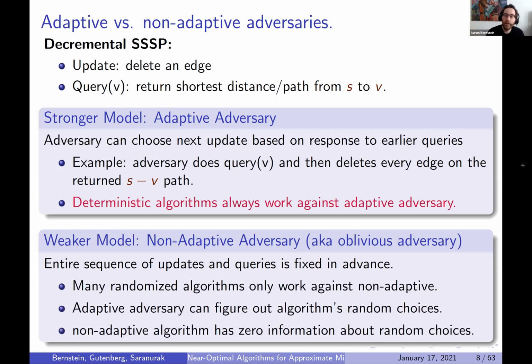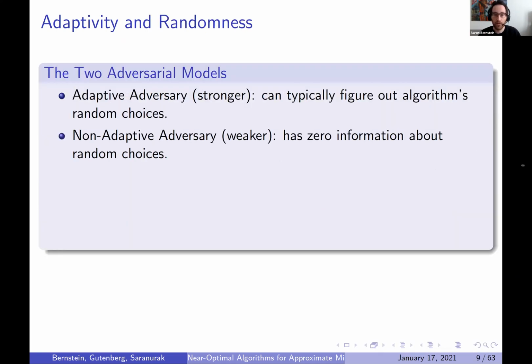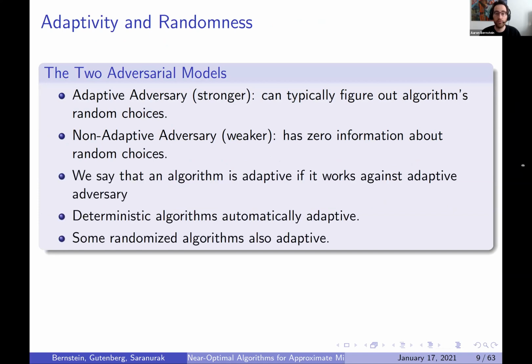And many randomized algorithms only work against a non-adaptive adversary, because many randomized algorithms assume that the adversary has zero information about your random choices. An adaptive adversary can figure out the random choices by looking at the queries, and we'll see examples of that. But a non-adaptive adversary has zero information about random choices. So that's where the model becomes very different. Right, so to summarize, we have a stronger model, which we assume knows all random choices, and a weaker model that has zero information about random choices.